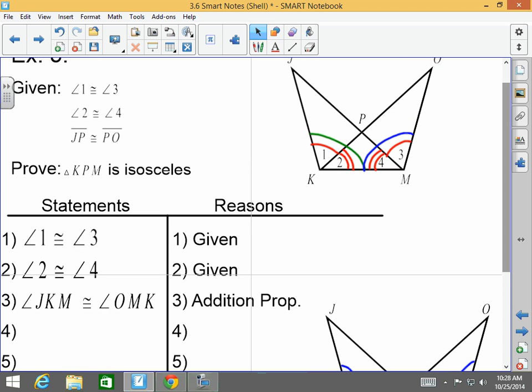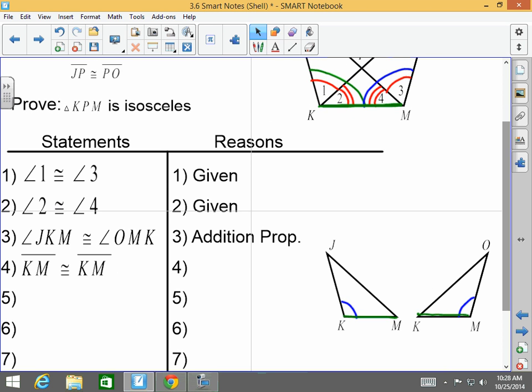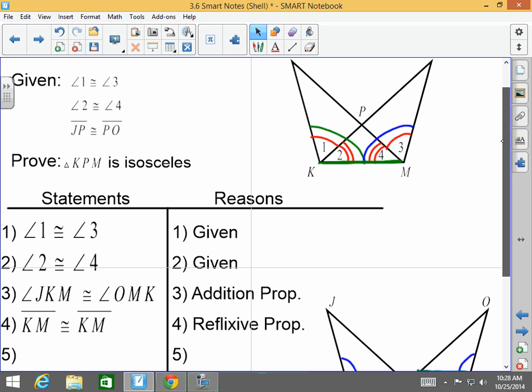Next, if we look at the main figure, doesn't KM work as one of the legs of triangle JKM and triangle OMK? We can see that clearly here. KM must be congruent to KM. Why? Because of reflexive property. Hope everyone's with me here so far.